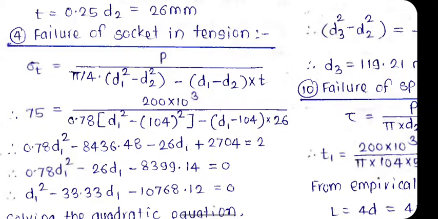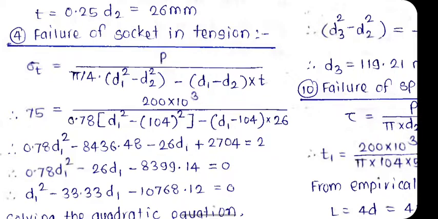So it is not 2, it is actually 200 into 10 raised to 3. Okay. So solve this equation. You will get the equation as 0.78 d1 square minus 26 d1 minus 8399.14 is equal to 0. Okay. So divide this equation by 0.78.